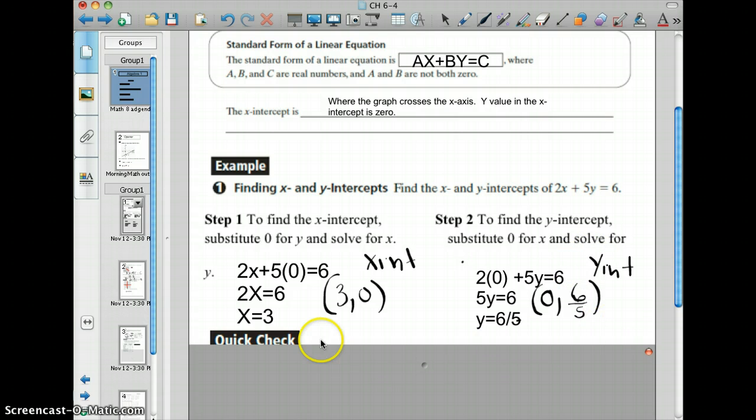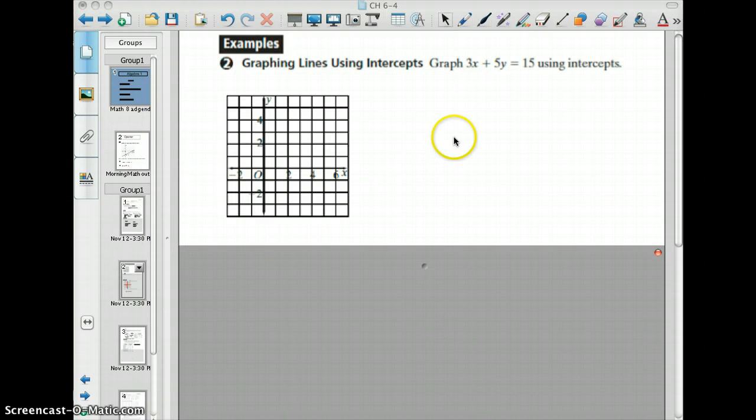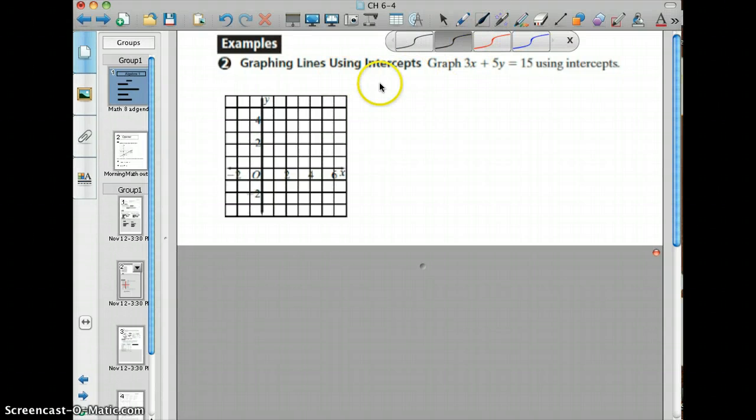Moving on to the next example. Here we are going to graph the equation 3x plus 5y equals 15. Now notice this is not in slope-intercept form. If we were in slope-intercept form, we could plot the y-intercept and then use our rise over run to find the second point and then draw our line. In this case, we don't have that, and we could spend some time rearranging it into slope-intercept form, but because it's in standard form, it's super easy to plot the x and y-intercept and then graph the equation.